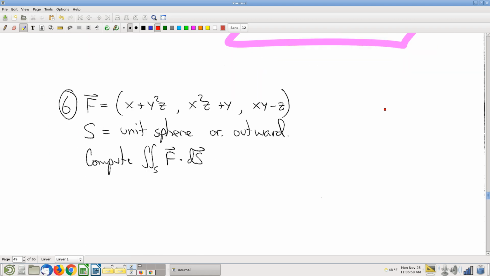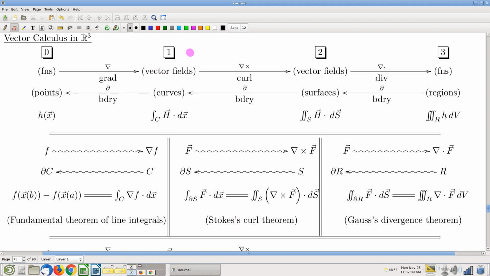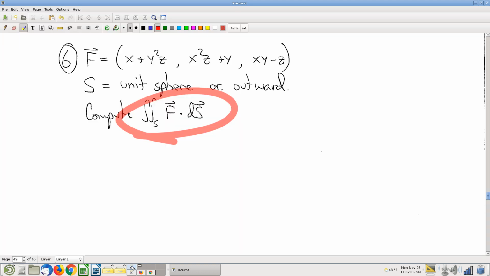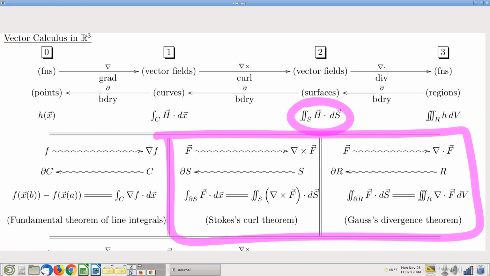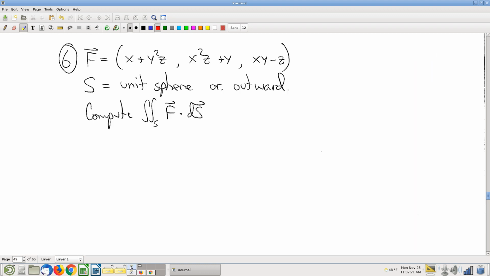Okay, last example, and let's see, we're short on time, but this is a quick one. Another flux. Let's identify where we are on our diagram. We are again looking for a flux. We again, therefore, have these two candidates. Let's, as the diagram suggests, compute the divergence, see what we get. The divergence here.